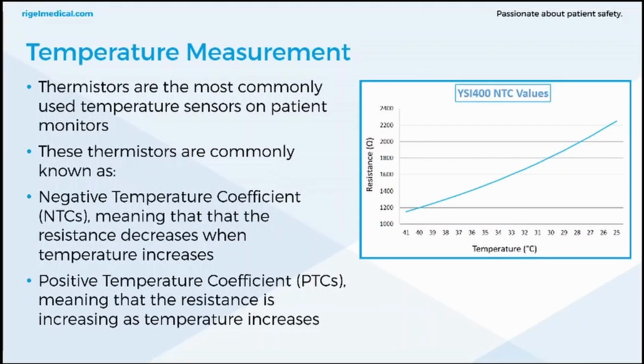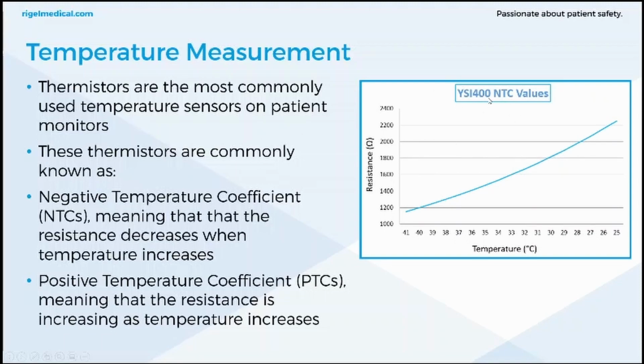Then we've got temperature measurement. So the most common temperature sensors used on patient monitoring systems are thermistors. Now there's two types of thermistors. Negative temperature coefficient, as shown here, NTC values. This means that the resistance decreases when the temperature increases. This is in reverse there, so as temperature increases, your resistance is decreasing. And this is most commonly used on patient monitors.